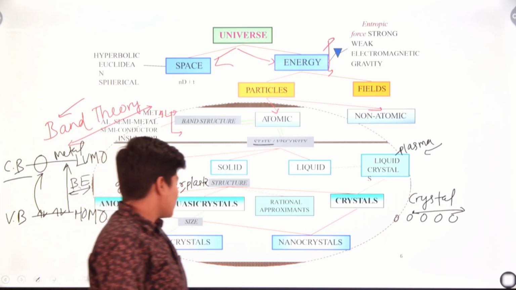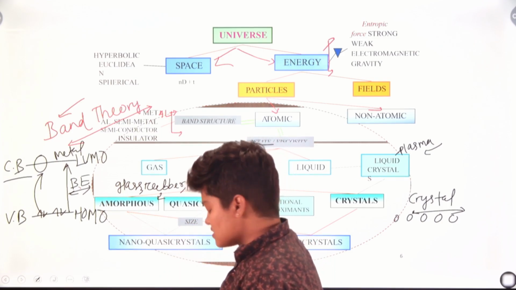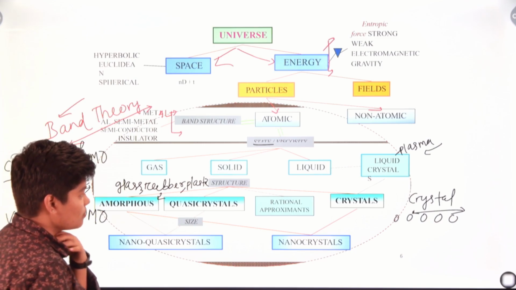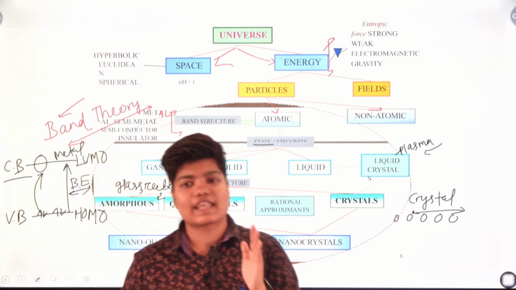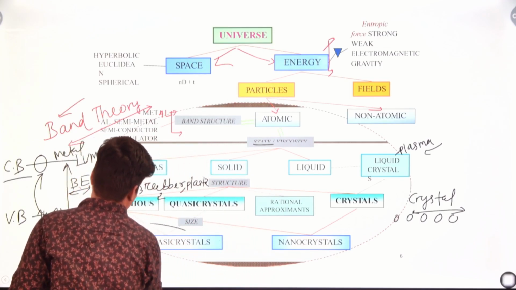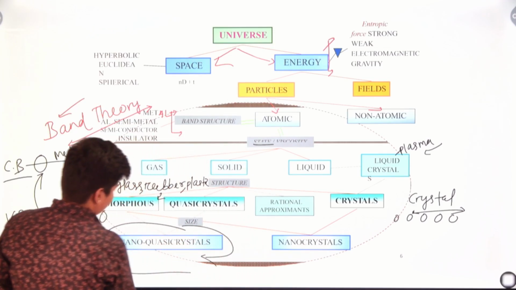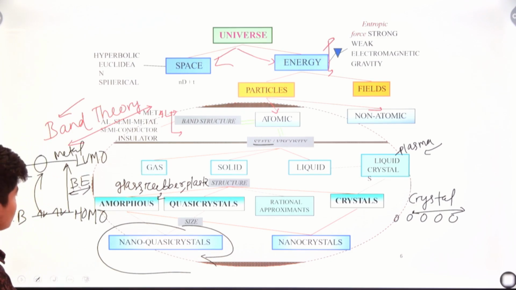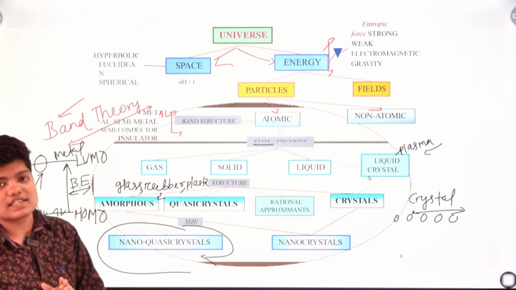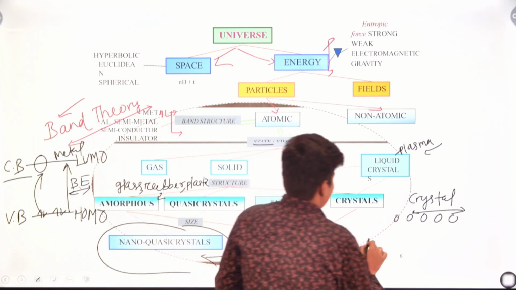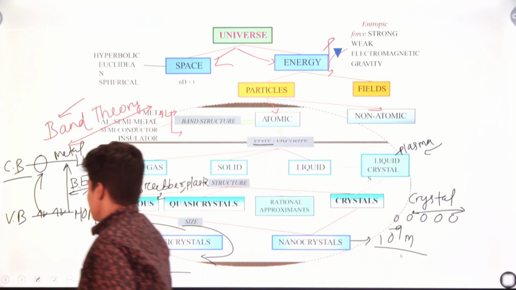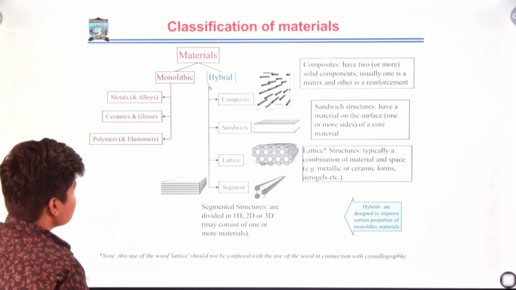Okay. Now according to size, there are different crystals, like nanocrystals, meaning the size is in nanometers, and another one is nano quasi-crystals. This is a different part, and we don't need to cover this. We have to cover only the nanocrystals or nanomaterials, meaning the size is in nanometers, 10 to the power minus 9 meter.